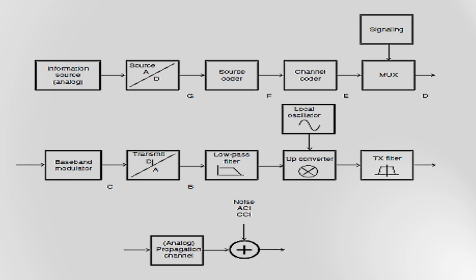And there at the transmit side, we have a baseband modulator. The baseband modulator filters the baseband signals, and finally we convert all the digital signals to analog signals using the D to A converter. Then we have a low pass filter for filtering purpose, and it will be up converted, and then we have a transmitter TX filter, and finally we have a propagation channel. The propagation channel will add certain things like noise, ACI and CCI, that is adjacent channel interference and co-channel interference, to the signal, and finally it will be transmitted over air. So this is the overall process of transmission. We will see each and every block in detail in the next coming video. Just as of now, remember this block.